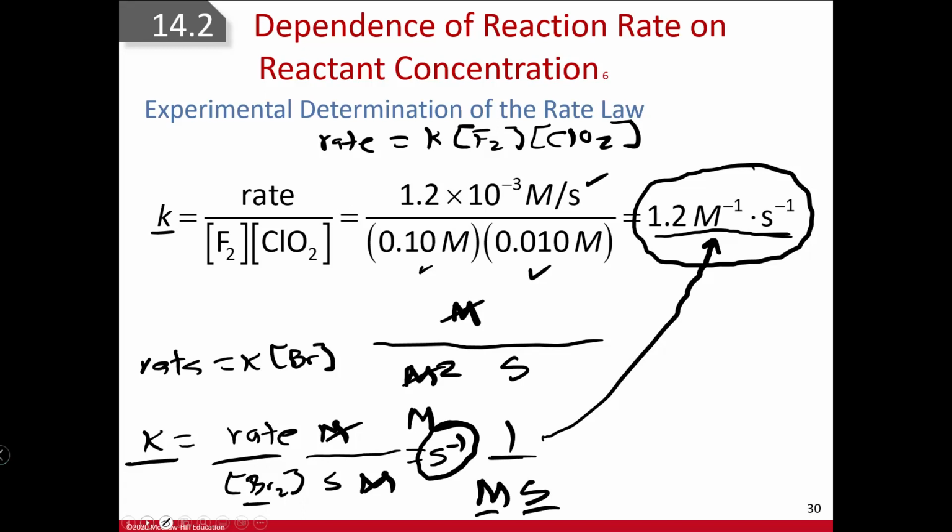For a second order reaction, where this is second order overall, one for this, one for this, then the second order overall is going to have these units. Okay, so just keep that in mind.